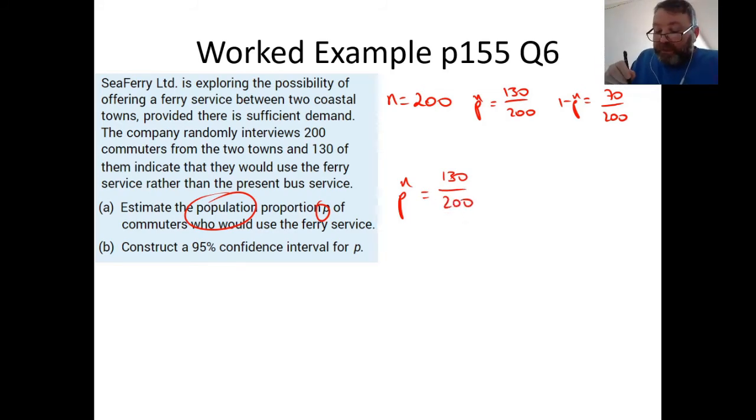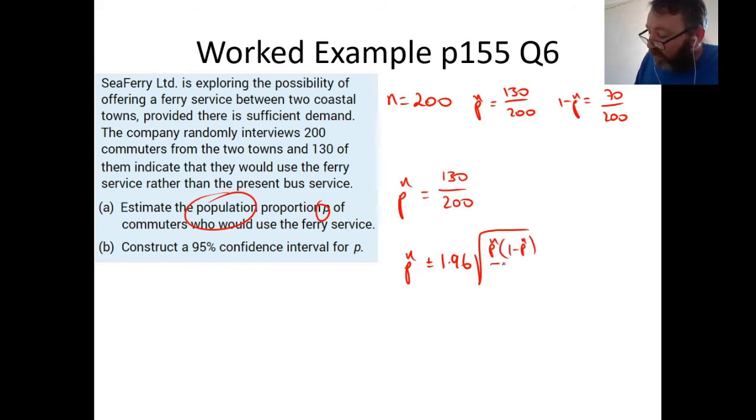Done. Part B, construct a 95% confidence interval for P. Well, what is the 95% confidence interval? Here it is. It's the fraction of success plus or minus 1.96 times the standard deviation of the sample proportion. What's the standard deviation of the sample proportion? It's the square root of p hat times 1 minus p hat, all over n. Okay, just fill it in.